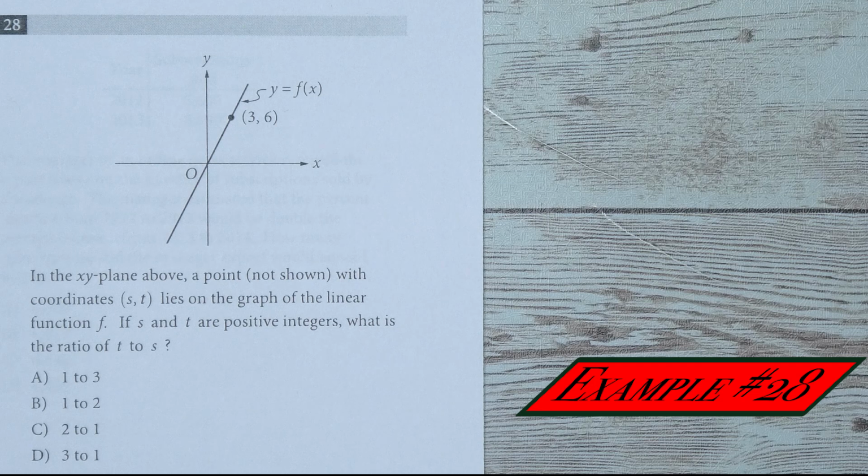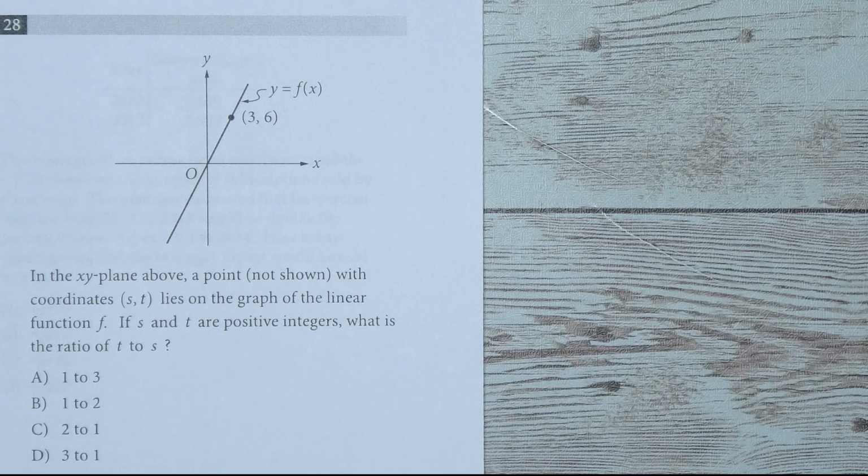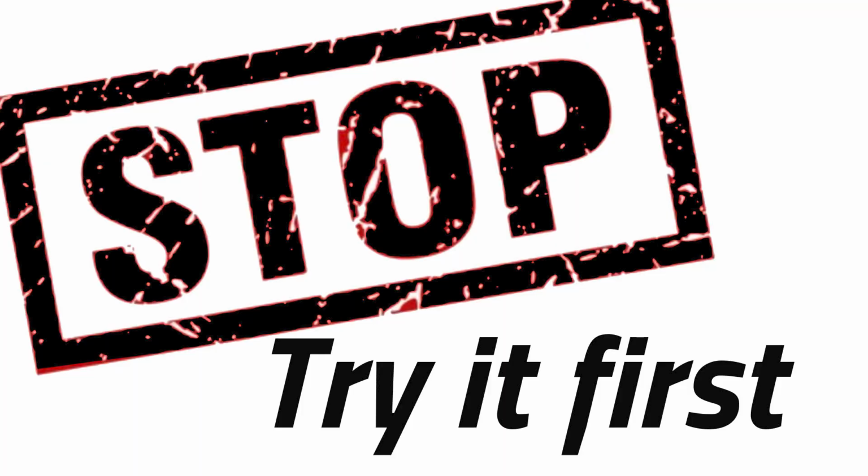In the xy plane above, a point not shown with the coordinates (s, t) lies on the graph of the linear function f. If s and t are positive integers, what is the ratio of t to s?